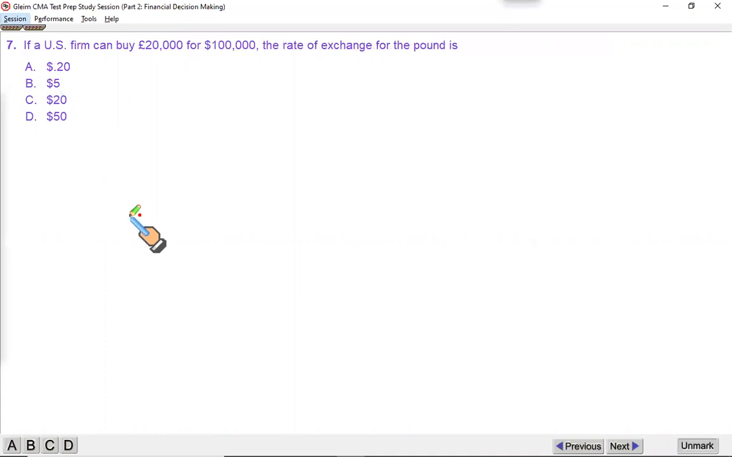Let's try it again. A US firm can buy 20,000 pounds by giving 100,000 US dollars.